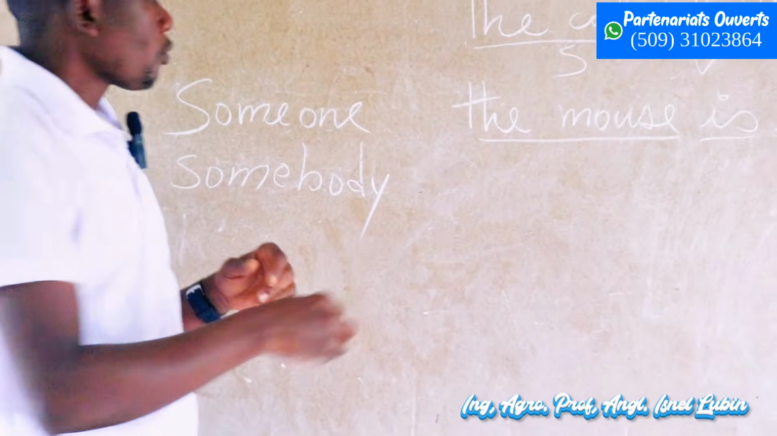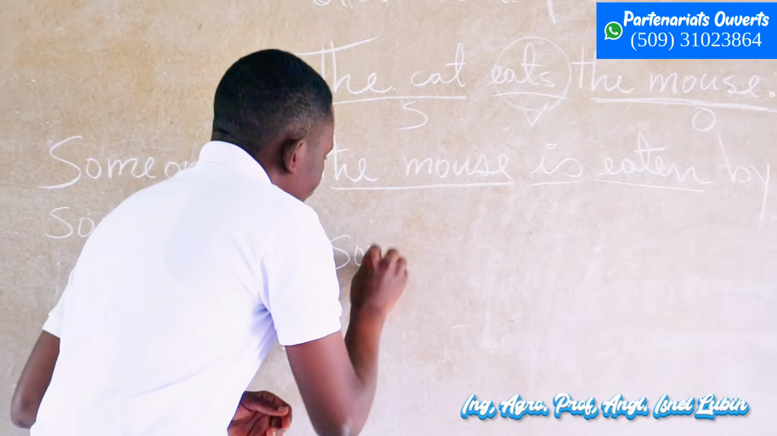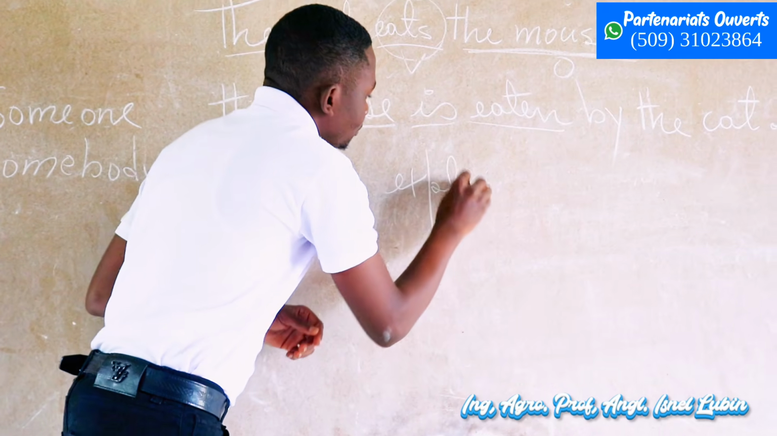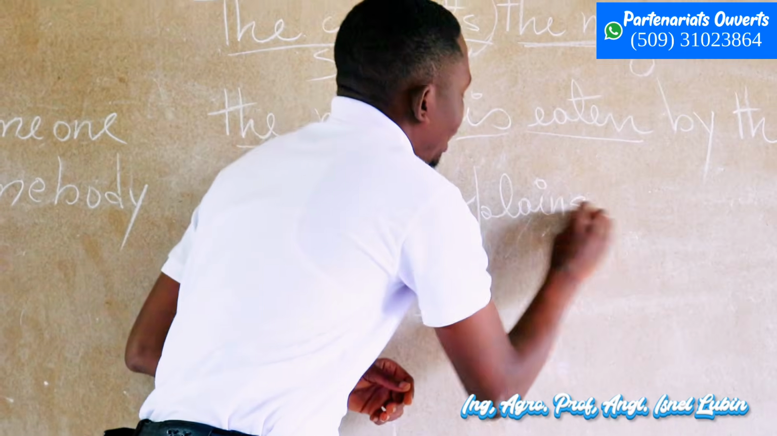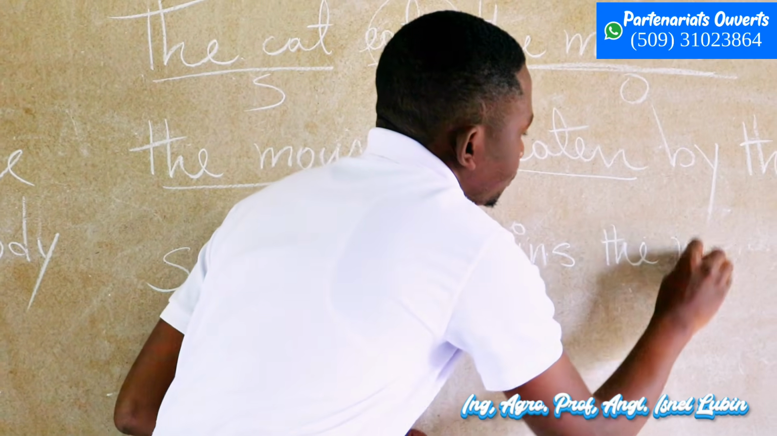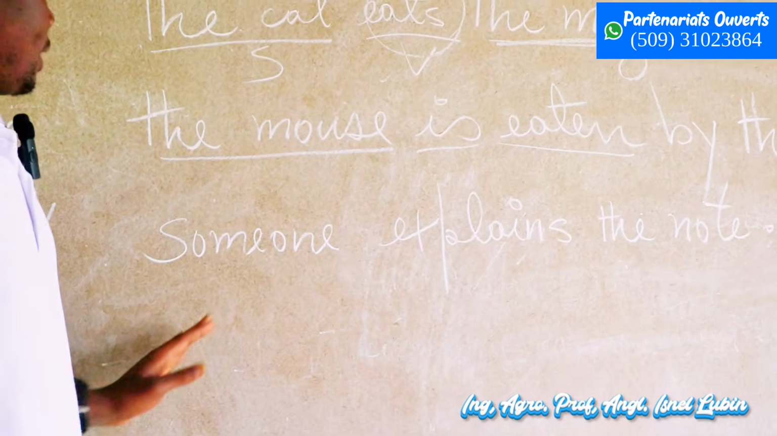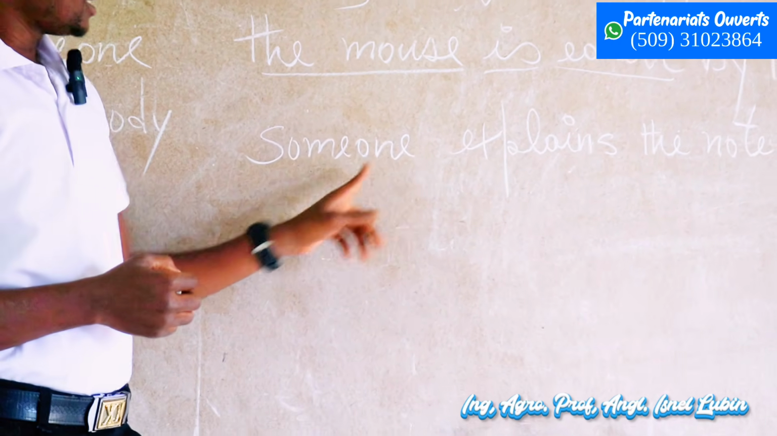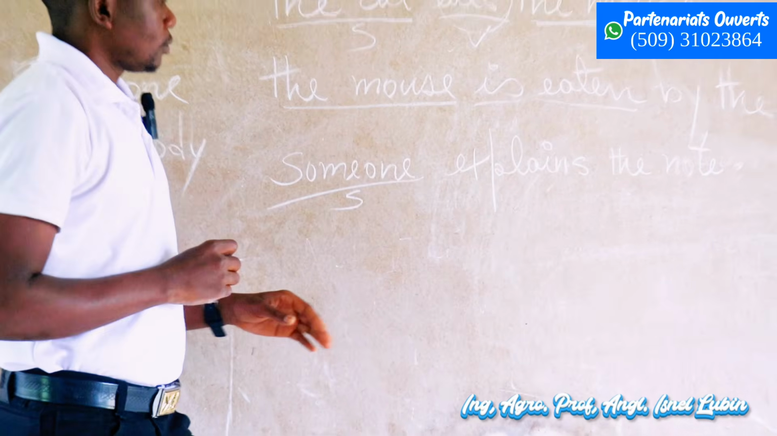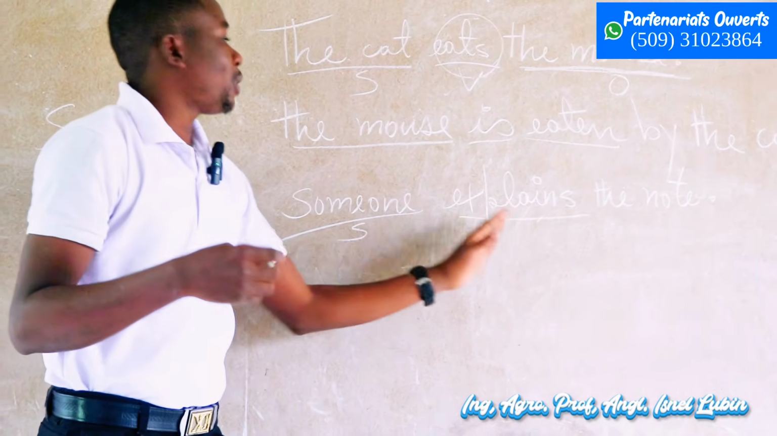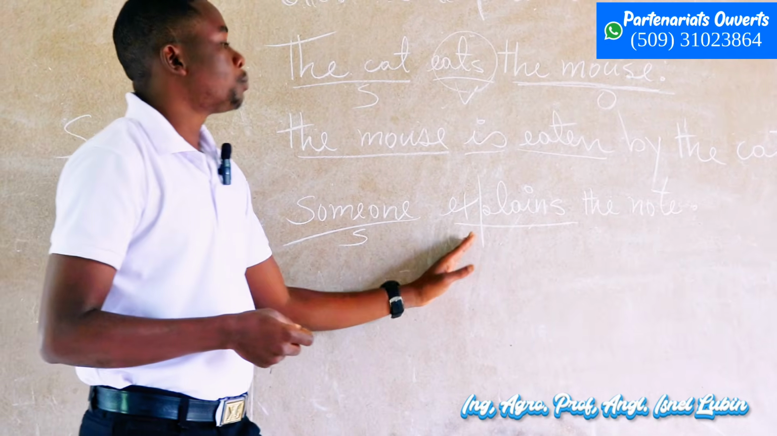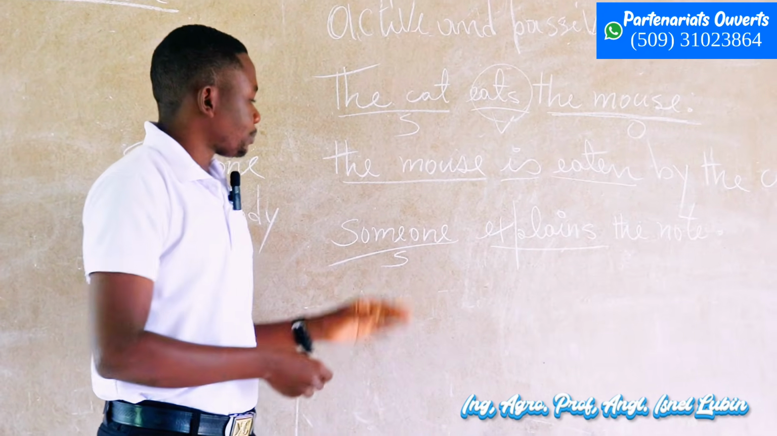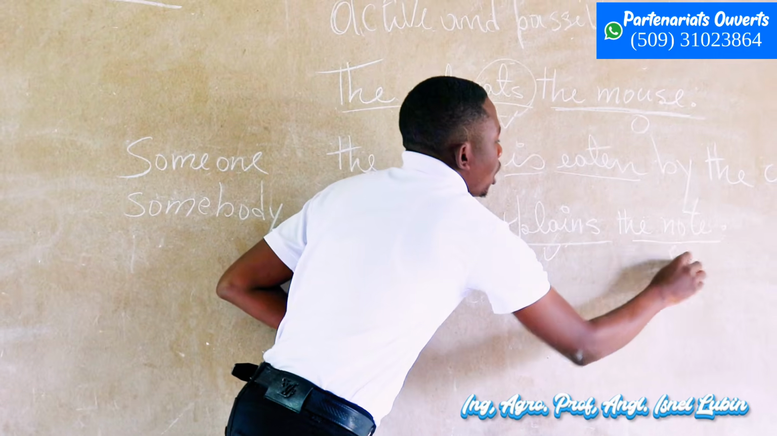For example, someone explains the note. Someone explains the note, what is the subject? Someone is the subject. Explains, this is the verb to explain in present tense, and the note, this is the object. Verb and object.